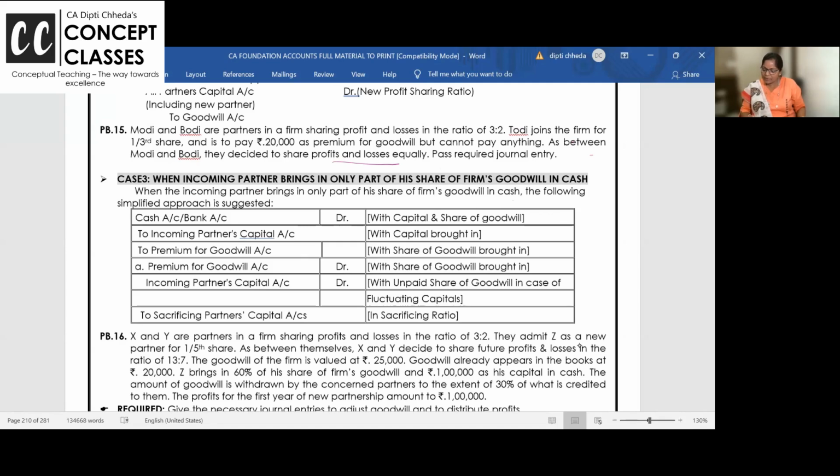So cash account debit to incoming partner's capital account for capital brought in and to premium for goodwill. Whatever premium he is bringing, that you take; this is capital brought in, this is premium. That premium is the share of goodwill brought in, and for the unpaid share of goodwill, debit the incoming partner and credit the old partners in sacrificing ratio. If you didn't understand anything, we will do an example. Are you getting it?